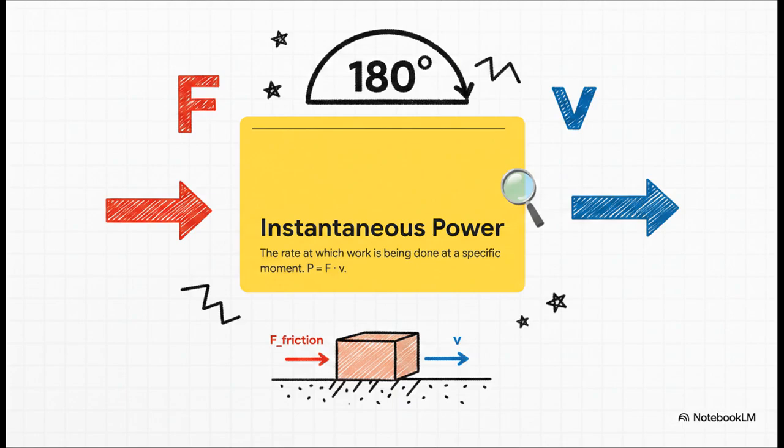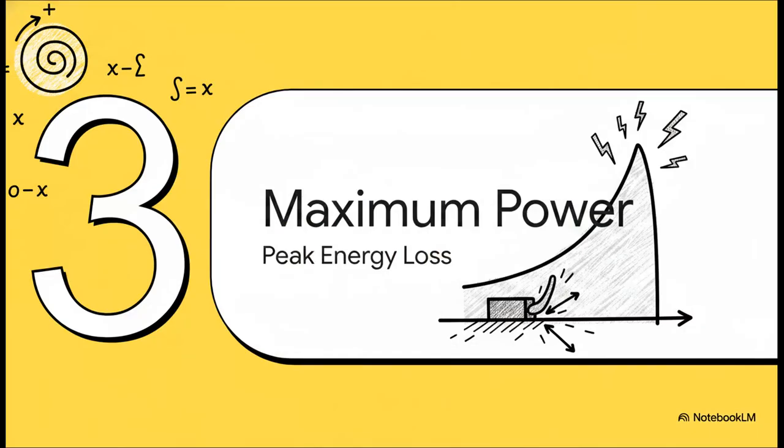The formula is the dot product of the force and the velocity at that exact instant. Since friction always pushes in the opposite direction of velocity, this just simplifies to negative F times v. This is the tool we need to find the maximum power. So the question is asking for the maximum instantaneous power.